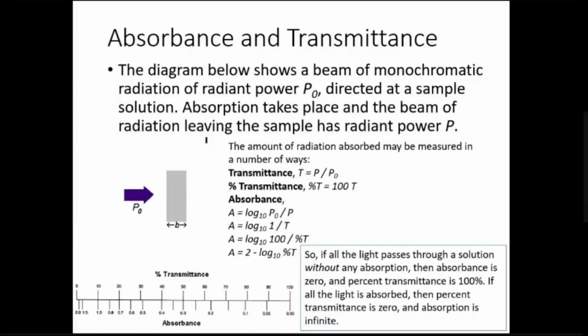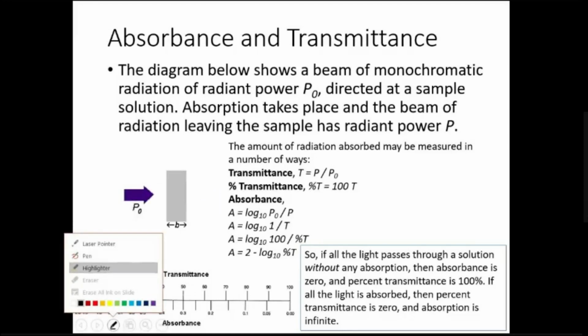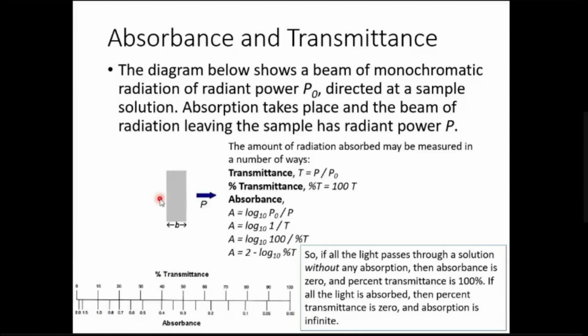Now, coming to the next concept, absorbance and transmittance. Observe this animated diagram here. See what is happening. There is a medium whose thickness is b. There is electromagnetic radiation falling here which has power or intensity P0. After passing through the medium, its intensity or power becomes P. So something was absorbed by the sample. Remember these P0 and P.